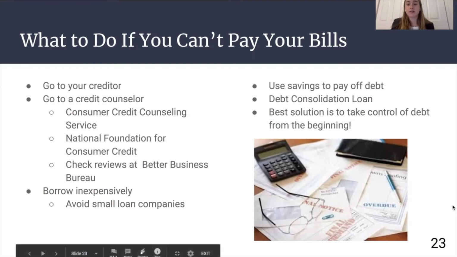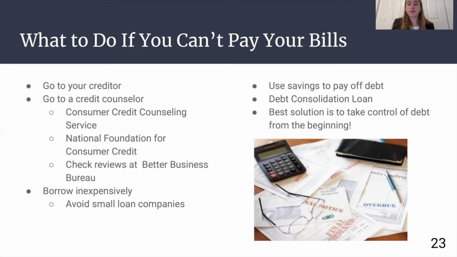Then there are debt consolidation loans, and these basically restructure your debt payments. But again, you want to make sure that you check reviews at the Better Business Bureau and check the Consumer Protection Office to make sure that you understand the loan and the company where you're borrowing.